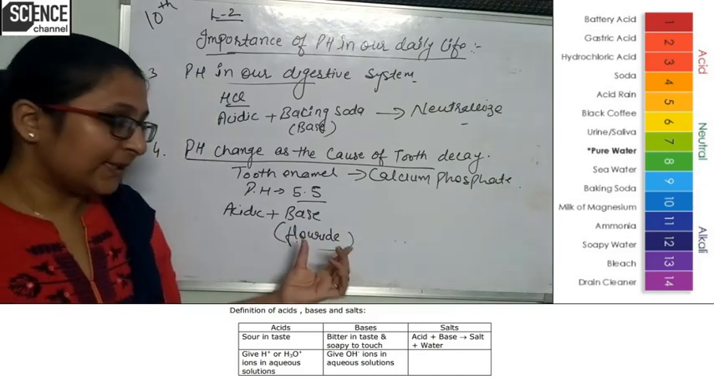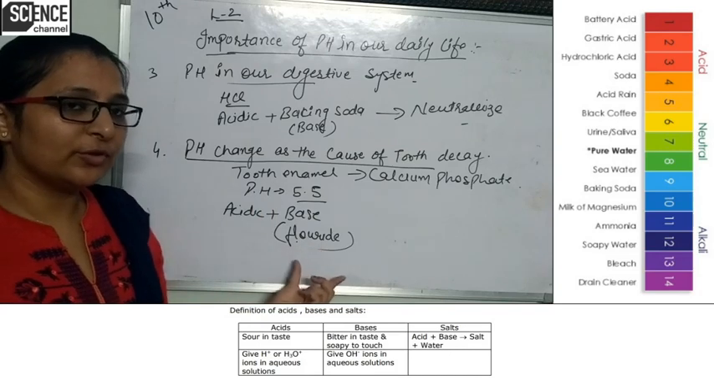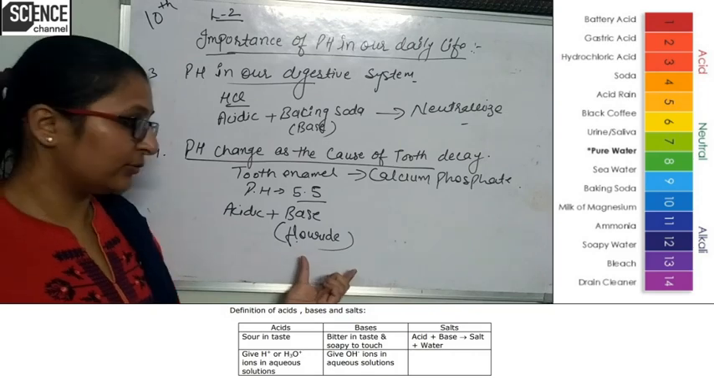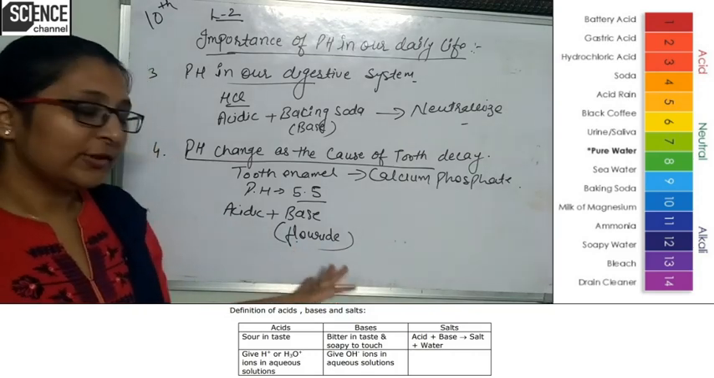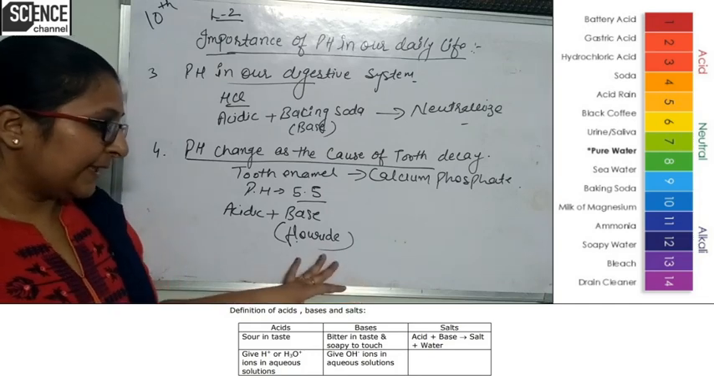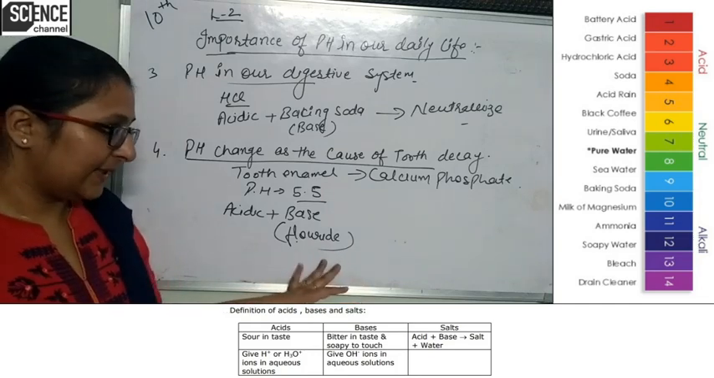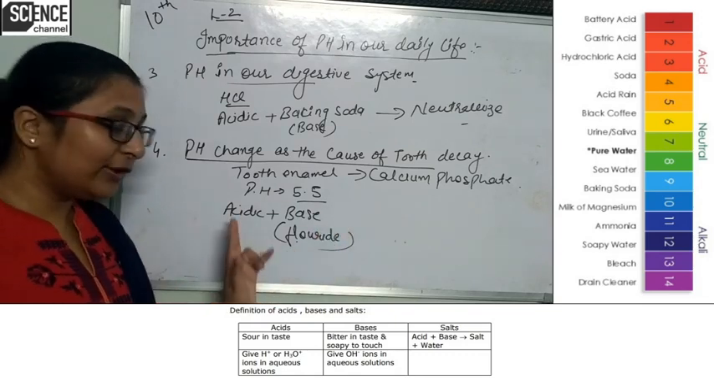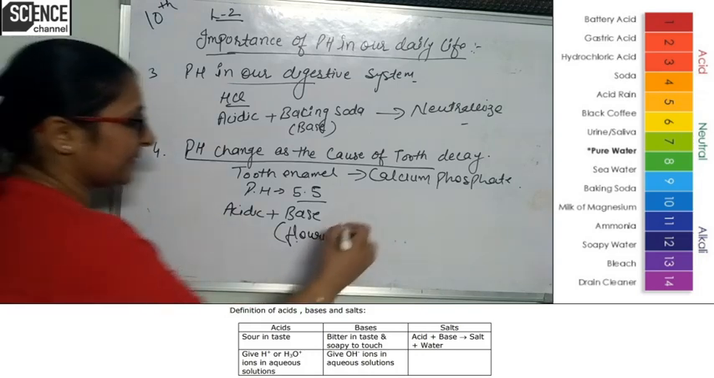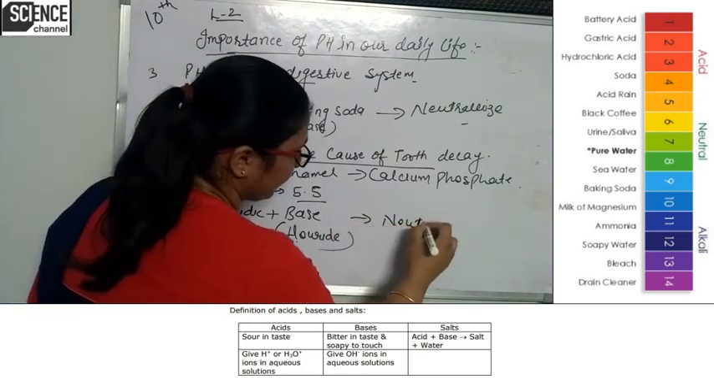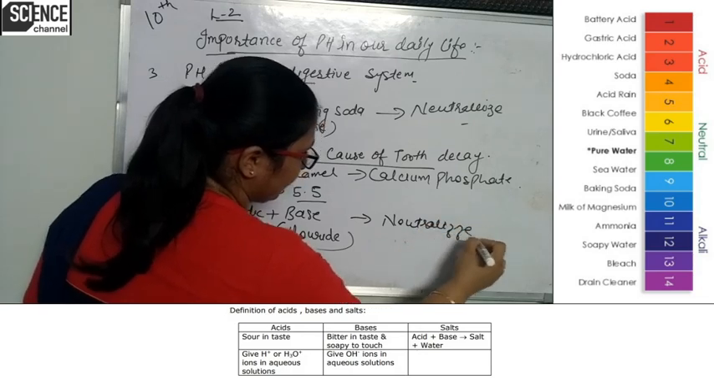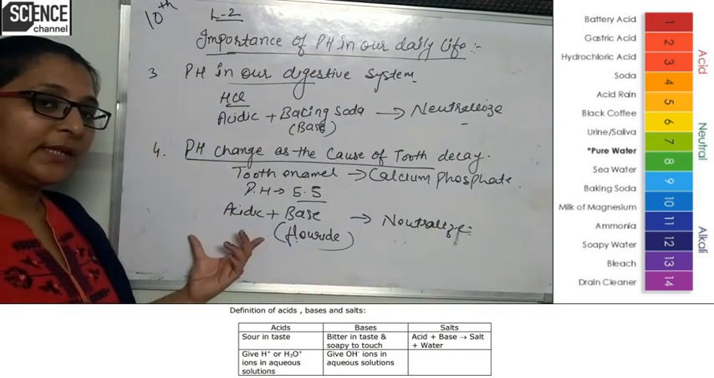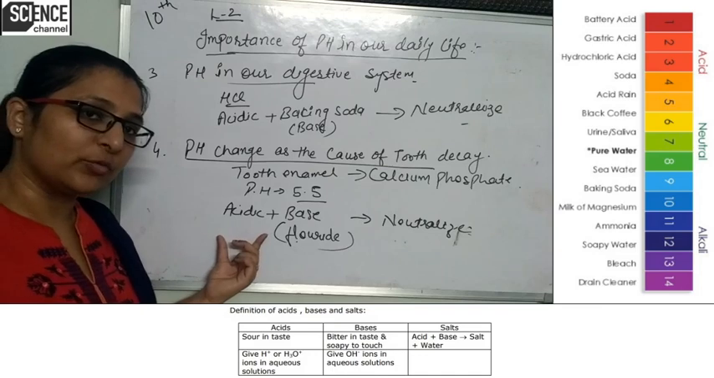You have to check that any toothpaste we use has fluoride mentioned in it. We'll check today whether the toothpaste at your home has fluoride base present. Fluoride is basic in nature. When we brush, it neutralizes the effect of that acid. Yes, it neutralizes the acidic effect formed in our mouth.